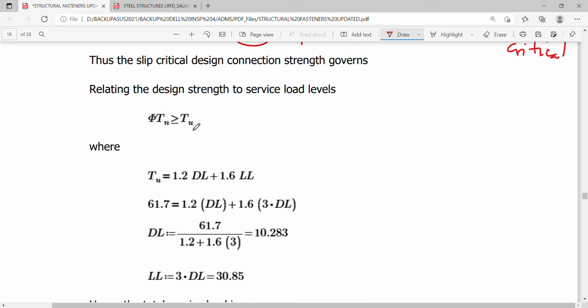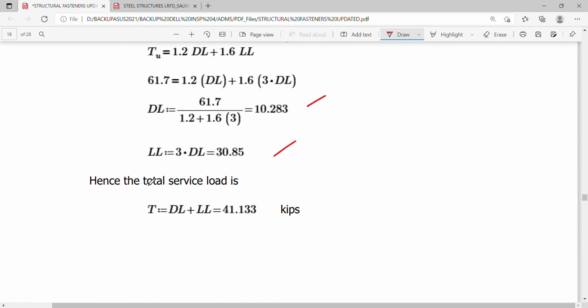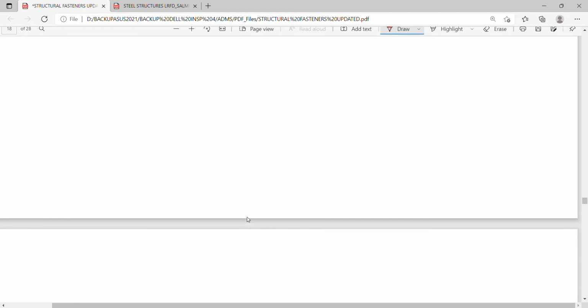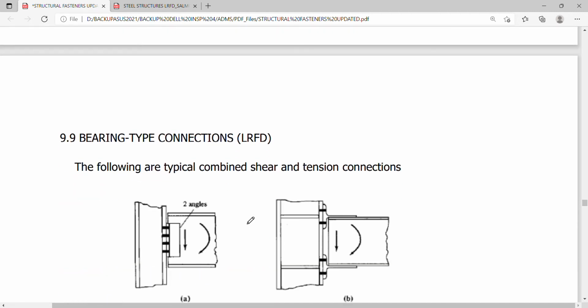it to the required strength, we get this equation, and we take note that in the problem, your live load is considered 3 times the dead load. So we compute for the dead load here and the live load there. Simply, your total service load is the sum of these two loads here, which is 41.133 kips. So that's for the basic slip critical connection computations we have.